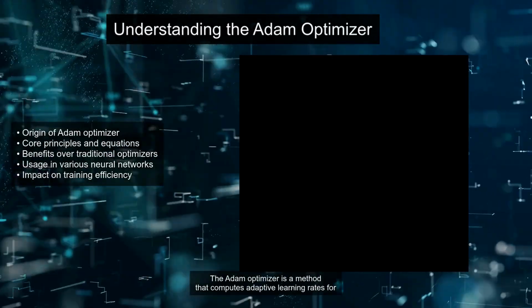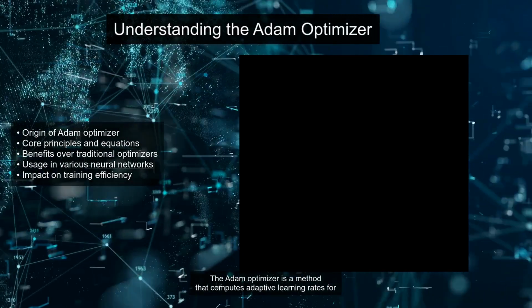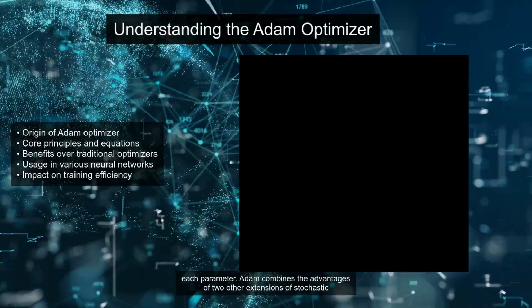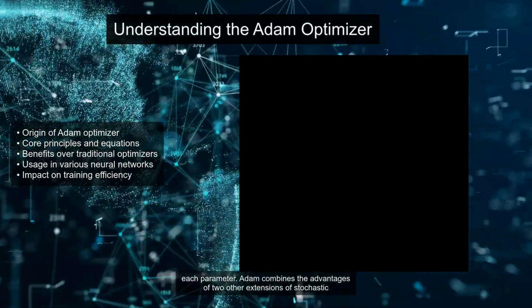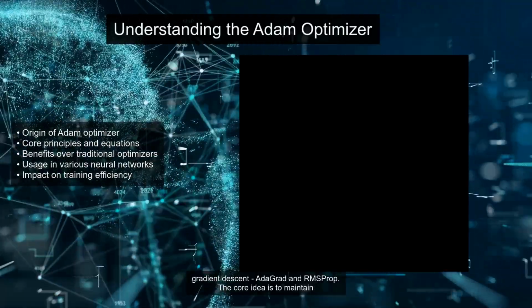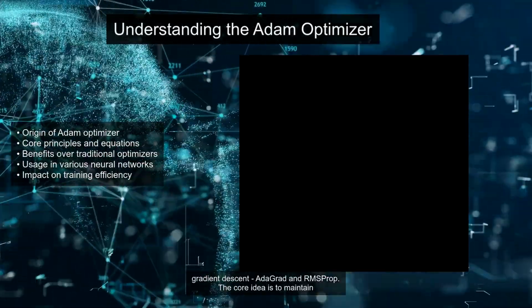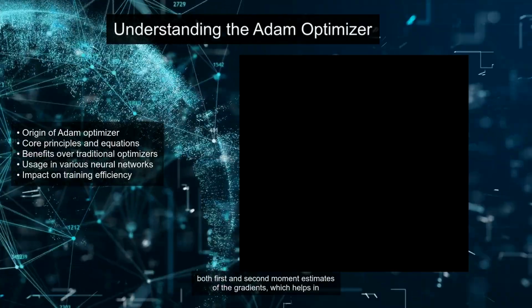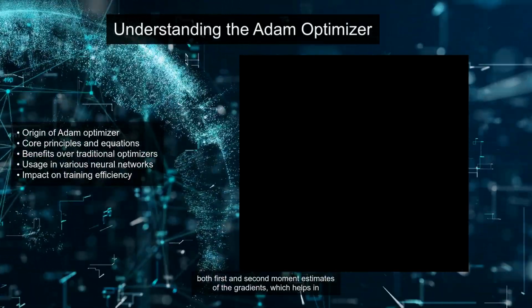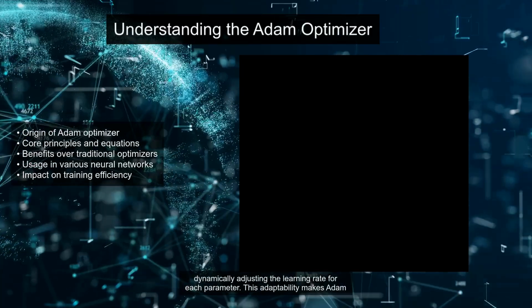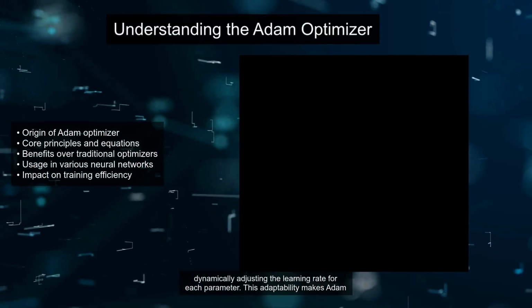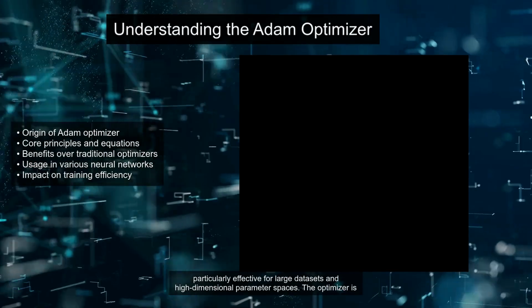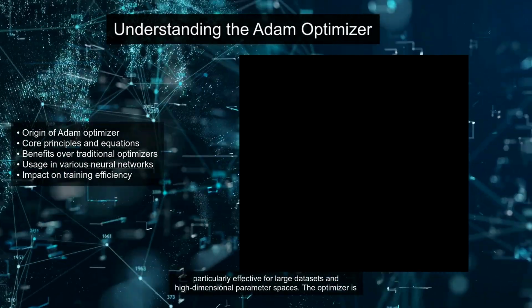The Atom Optimizer is a method that computes adaptive learning rates for each parameter. ADAM combines the advantages of two other extensions of stochastic gradient descent, AdaGrad and RMSProp. The core idea is to maintain both first and second moment estimates of the gradients, which helps in dynamically adjusting the learning rate for each parameter. This adaptability makes ADAM particularly effective for large datasets and high-dimensional parameter spaces.